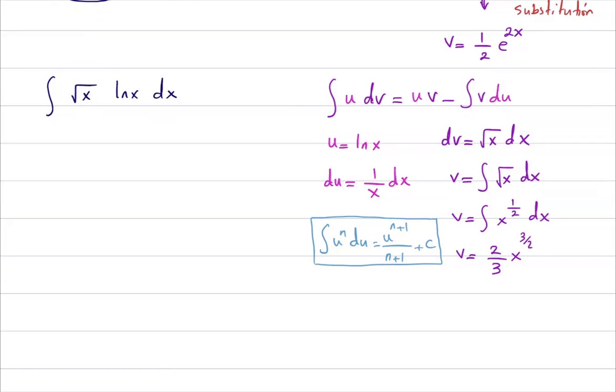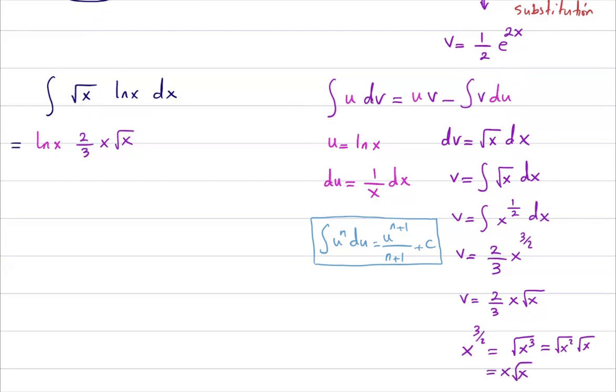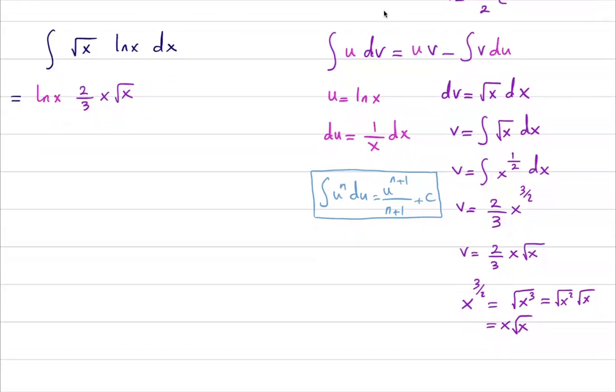We have our v, we have our du, so let us follow the formula. This integral is equal to uv, u is ln of x, times v, which is 2/3 x times square root of x. You can write this as 2/3 times x times square root of x. When you have x to power 3 halves, this is basically square root of x to the third, or square root of x squared times square root of x, or x times square root of x. Very well.